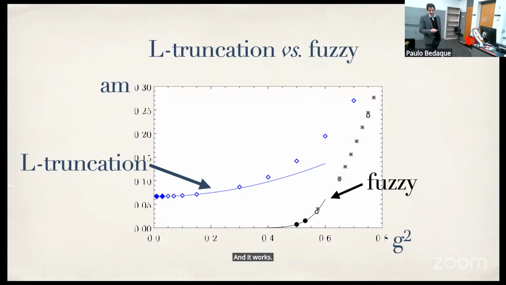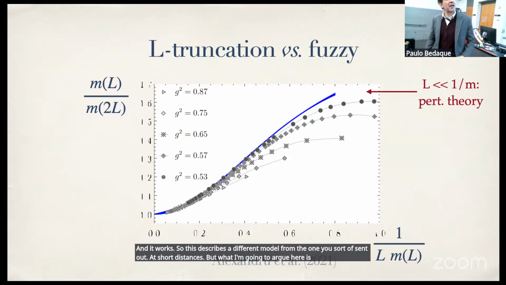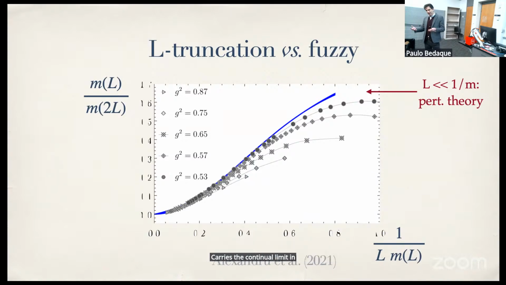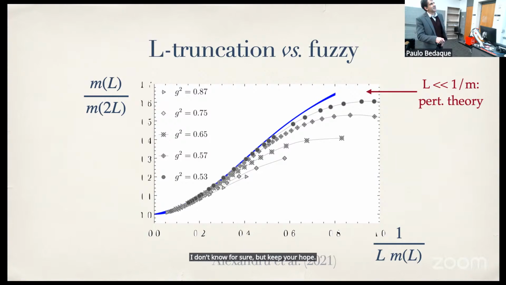Okay. So this describes a different model from the one you sort of said at short distances, but what I'm going to argue here is that at larger distances, it matches exactly the sigma model. So the continuum limit in space carries the continuum limit in the field space automatically with no extra cost. So the exponential or 14 powers of L extra cost that other ways would have is not there anymore. And I think you keep your hope of quantum advantage. I don't know for sure, but you keep your hope, right? So this is called the scaling curve.